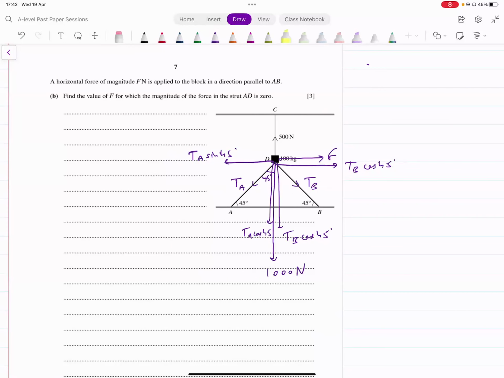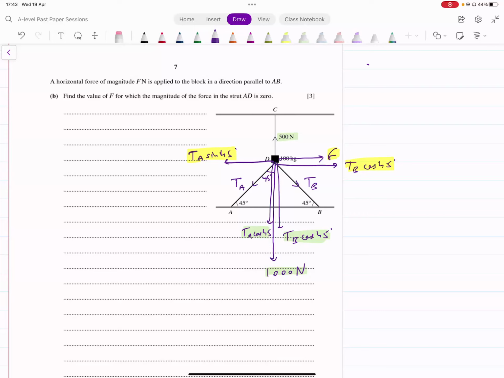आप क्या करें, आप देखें हॉरिजॉन्टल फोर्सेस कौन सी हैं. You have TB cos 45 and you have F and you have TA sin 45. These are the horizontal forces. Okay. Vertical forces क्या हैं? Vertical forces are 1000 Newton, TB cos 45, TA cos 45 and 500 Newton. लेफ्ट वाली फोर्सेस राइट वाली फोर्सेस के इक्वल होनी चाहिए, अपवर्ड फोर्सेस डाउनवर्ड फोर्सेस के इक्वल होनी चाहिए. तो आप उनको इक्वेट कर दें.